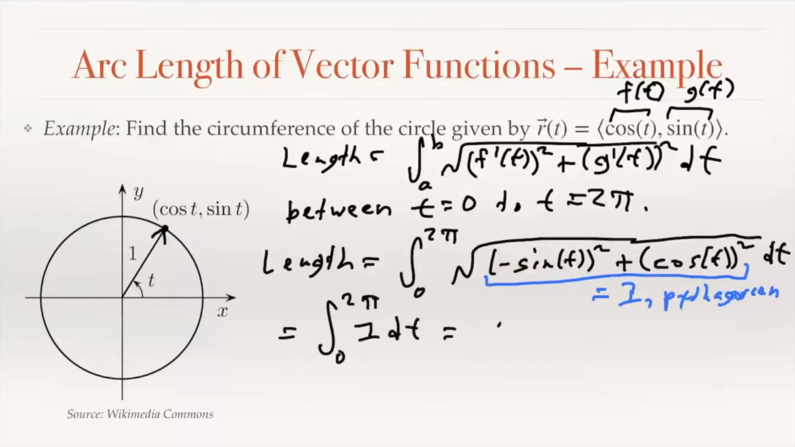And that is t integrated from 0 to 2 pi. The integral of 1 is t, and that is 2 pi. Indeed, that corresponds to our 2 pi r. In this case, the radius is 1, so 2 pi r is 2 pi times 1, which is 2 pi. So that's actually a very slick derivation of the circumference formula using arc length.